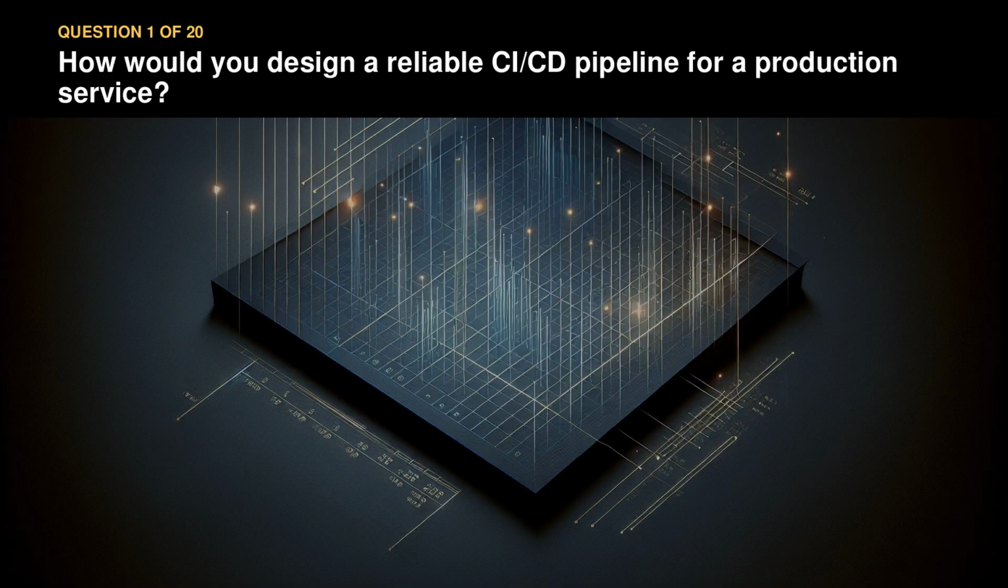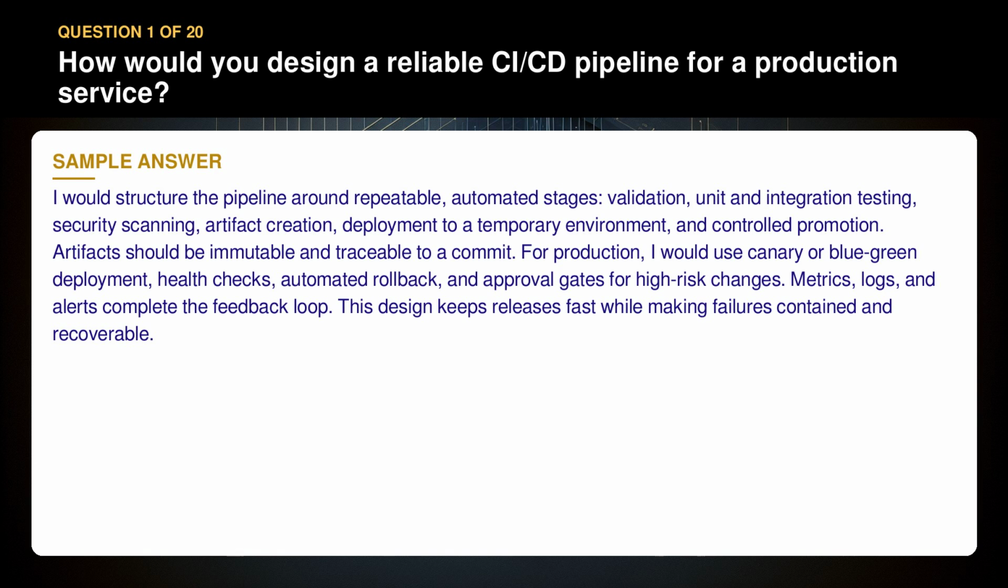Question 1. How would you design a reliable CI/CD pipeline for a production service? I would structure the pipeline around repeatable, automated stages: validation, unit and integration testing, security scanning, artifact creation, deployment to a temporary environment, and controlled promotion. Artifacts should be immutable and traceable to a commit.